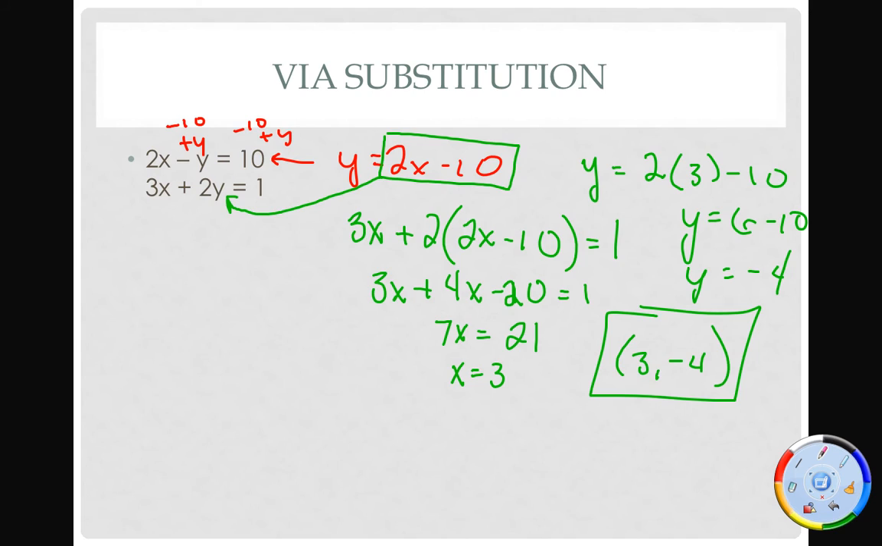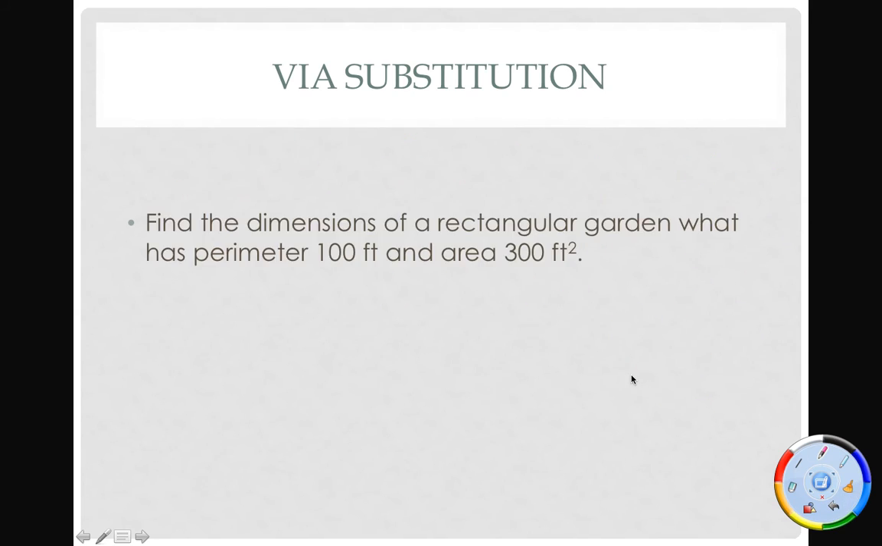All right, so that's the first example with substitution. However, this is a linear problem. They're not all going to be linear. So you'll look at this example coming up here. I want to find the dimensions of a rectangular garden that has perimeter 100 feet and an area of 300 feet squared.